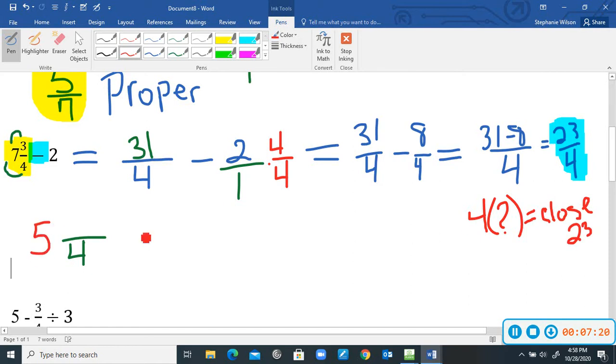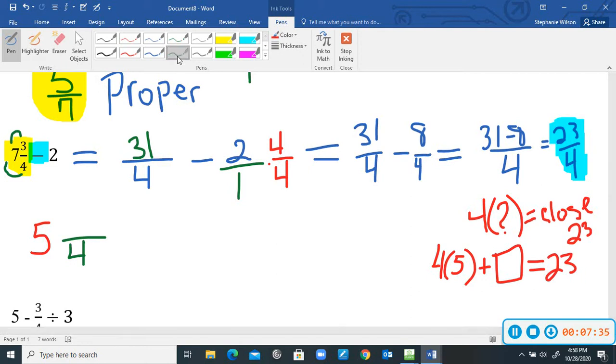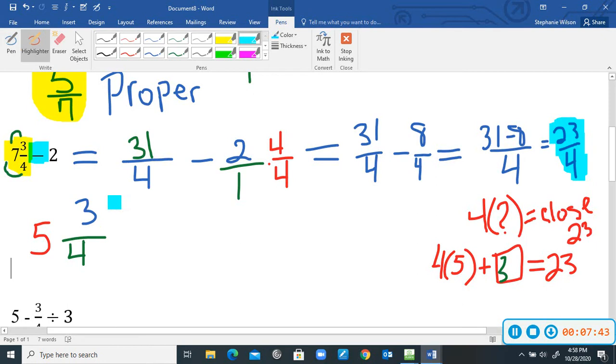So now that we figured that out, we say, okay, 4 times 5 plus what equals 23? Well, 4 times 5 is 20. That means we need to add 3 to it, so that's my numerator. So now I wrote it as a mixed number.